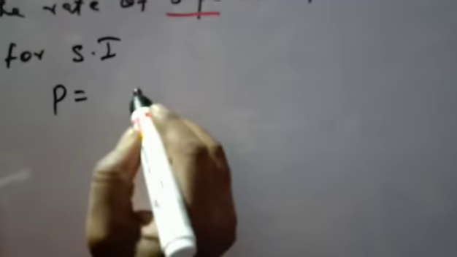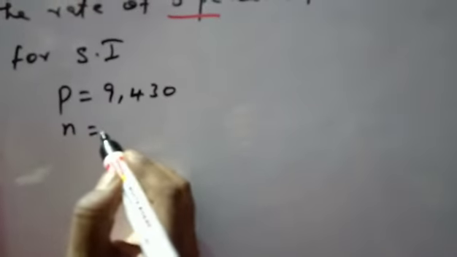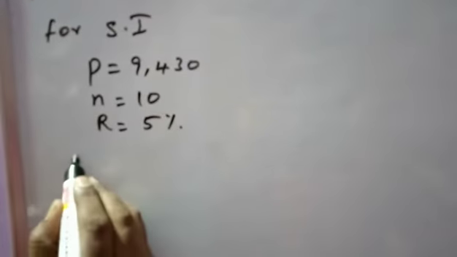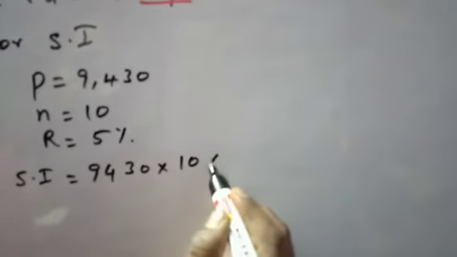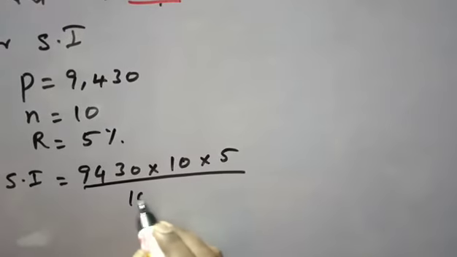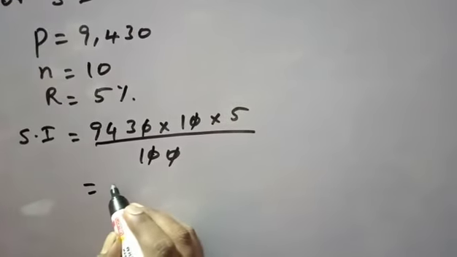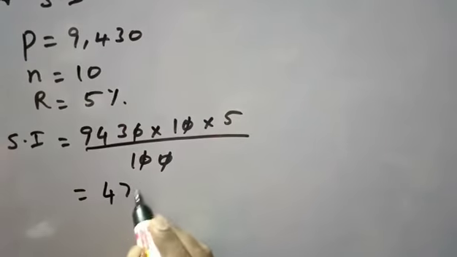For simple interest, we have principal equal to 9430, number of years 10, rate of interest 5% per annum. So simple interest equal to 9430 into PNR by 100. So 10 into 5 by 100. So we can remove two zeros. So now 9430 into 5 equal to 4715.